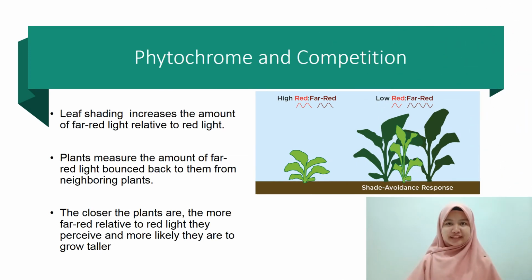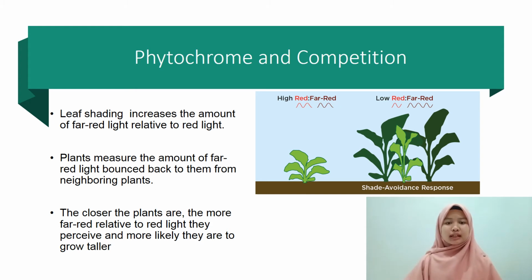Moving on to our next function, which is phytochrome and competition. Usually when we buy seeds from stores, they often have instructions on how far apart we should plant the seeds in order to avoid competition. And in nature, this spacing is controlled by phytochromes. So how does this work?